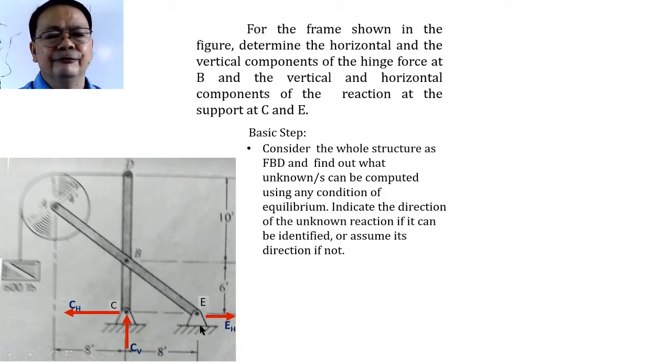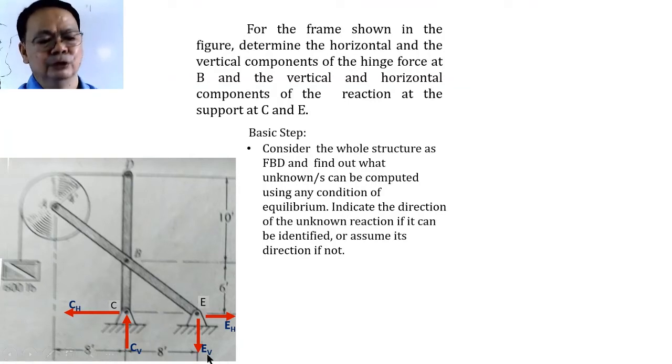Similarly, the vertical component at E can also be identified. Kasi itong 600 na ito will be producing about C a counterclockwise moment. And that counterclockwise moment must be counteracted by a clockwise moment that should be coming from the reaction at E. And for E to produce a clockwise moment, therefore, the direction of the vertical component at E must be directed downward. Kaya inassume ko yan, kaya that is directed downward, and the magnitude is not yet known.